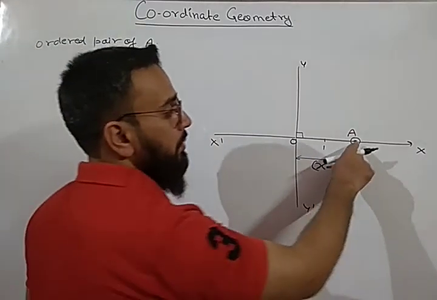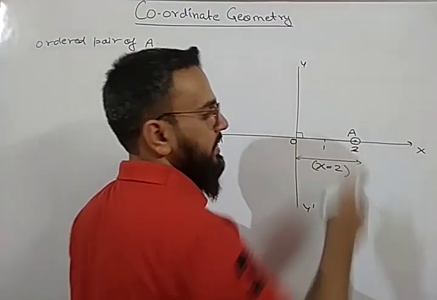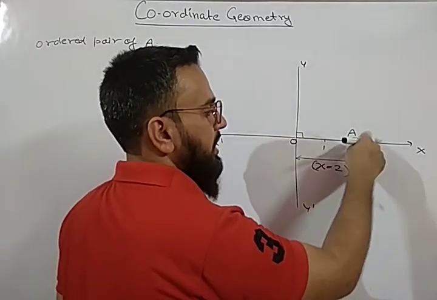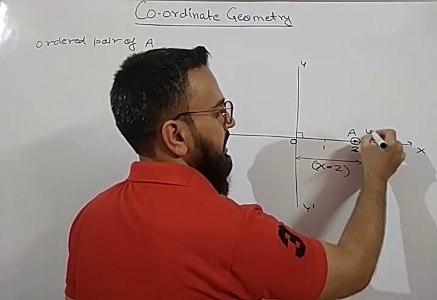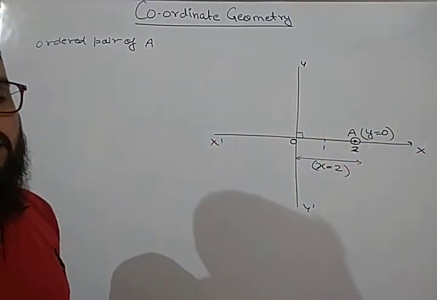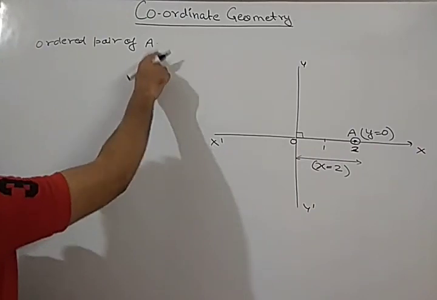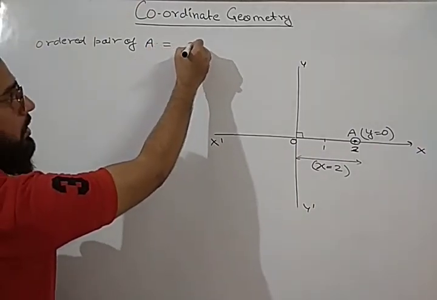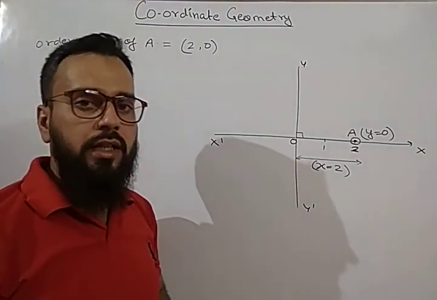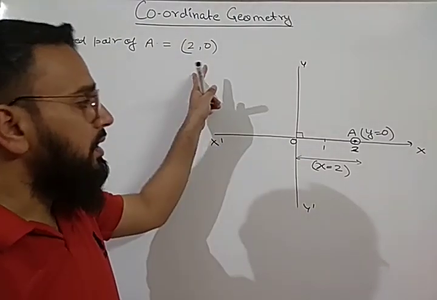And what is the perpendicular distance from the x-axis? This point is lying on the x-axis, so its perpendicular distance is 0. So we will say y is equal to 0. So the ordered pair of this point A will be equal to (2, 0). Clear? How did you obtain this particular ordered pair?